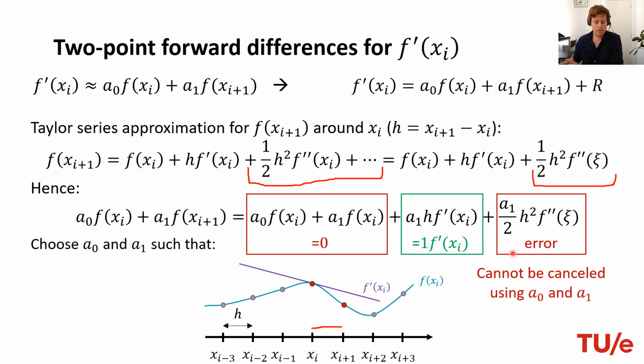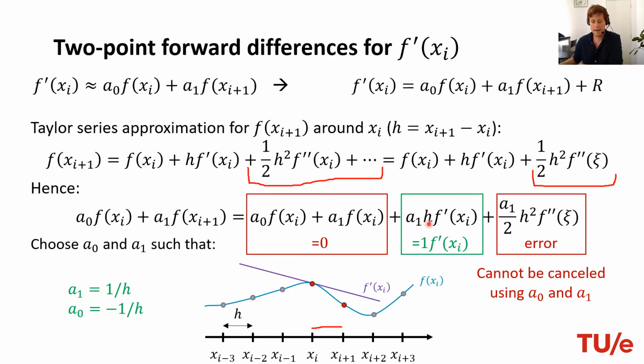So in summary, what did we do? We tried to choose a0 and a1 such that we approximate the first derivative of f and cancel out the lower order terms, and then we end up with this remainder term, which will be what we call the truncation error. We cannot cancel this out anymore because we have only 2 degrees of freedom here. So looking at these two conditions, we have that a0 plus a1 will be equal to 0, and we have that a1 times h will be equal to 1.